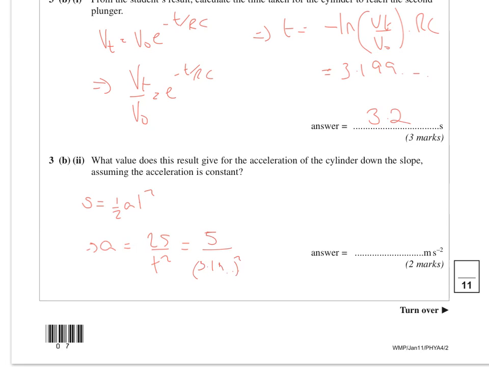So let's do that. So let's square our value. 5 divided by answer is 0.4885 dot dot dot. So it's going to be 0.49 meters per second squared to two significant figures. Okay, let's move on to the next.